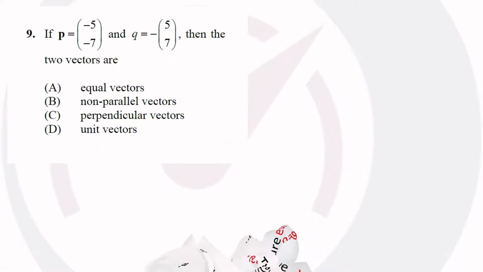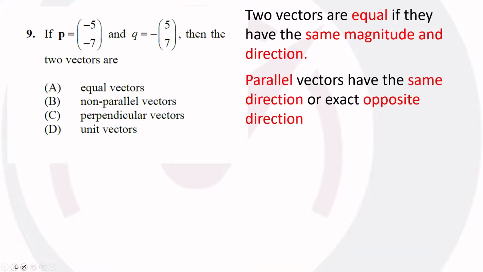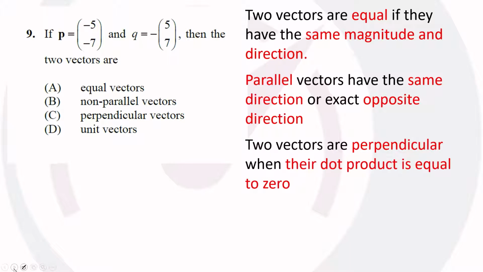Alright, question 9. If P is equal to (-5, 7) and Q is equal to -(5, 7), then the two vectors are, let's look at them. Are they equal, with the same magnitude and direction? Are they parallel or non-parallel? Are they perpendicular, or are they unit vectors?